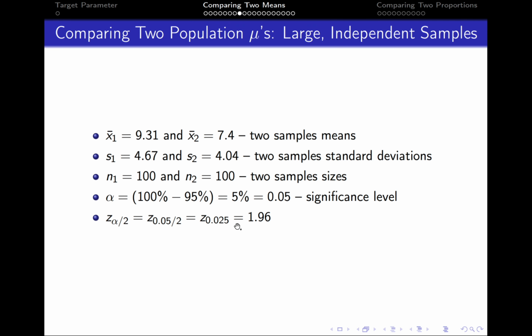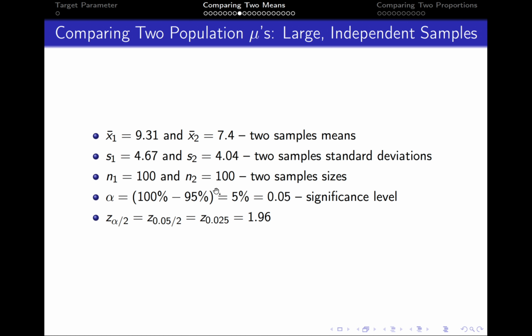So from that exercise, we can get the following information. We've got two sample means, x1 and x2. The first sample mean is 9.31 and the second sample mean is 7.4. We also know two sample standard deviations. The sample deviation in the first sample is 4.67 and in the second sample it is 4.04. We also know the sizes of the two samples, and they are equal, 100 and 100.